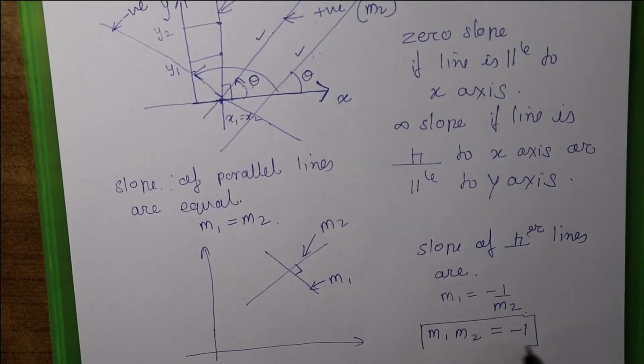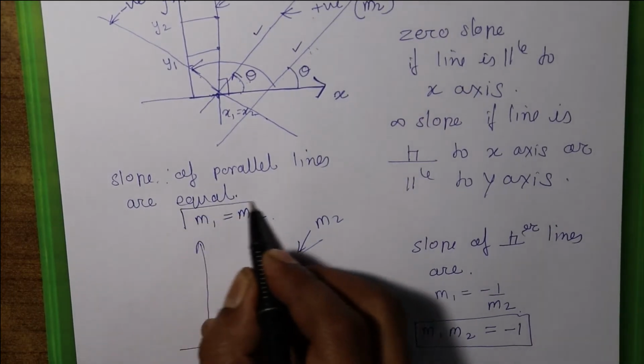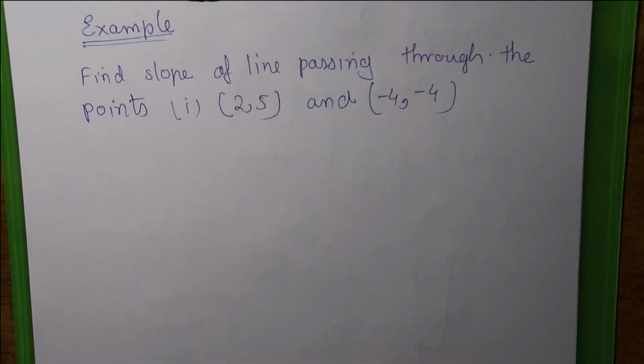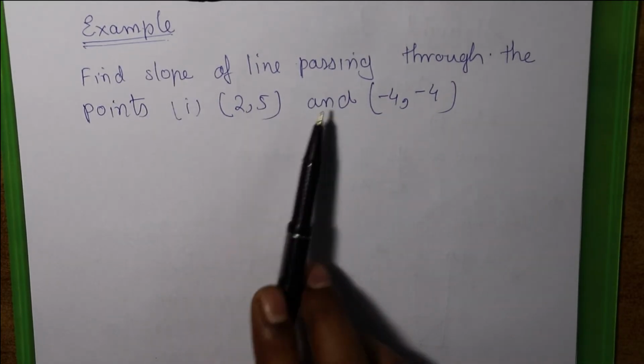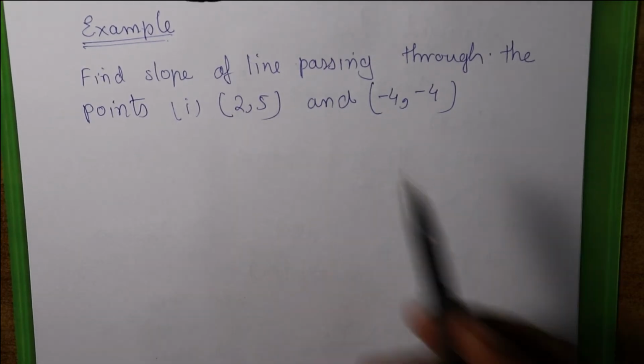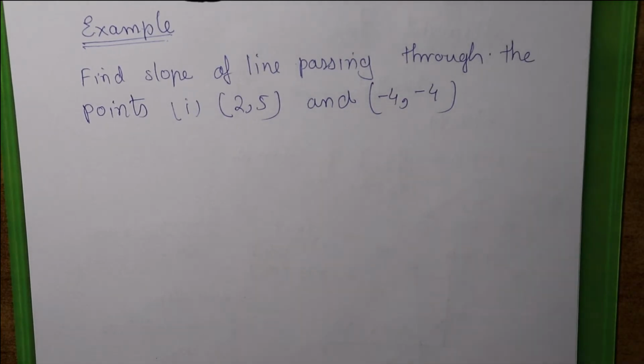We can say that the product of the slopes of perpendicular lines is equal to minus 1, whereas for parallel lines the slopes of the lines are equal. Now we take an example to find the slope of a line passing through the given points (2, 5) and (-4, -4). We can see that (2, 5) lies in the first quadrant, whereas the point (-4, -4) lies in the third quadrant.